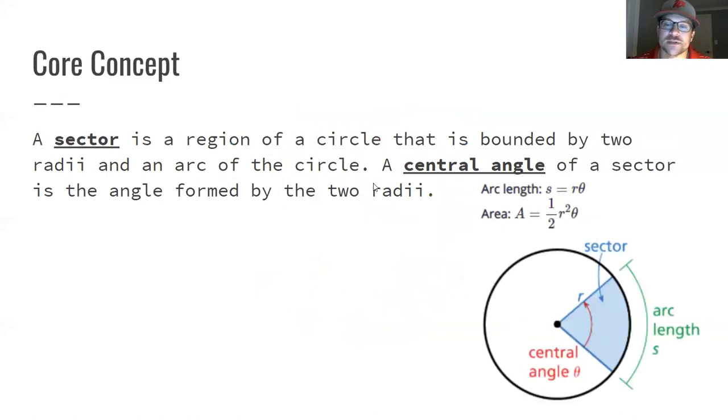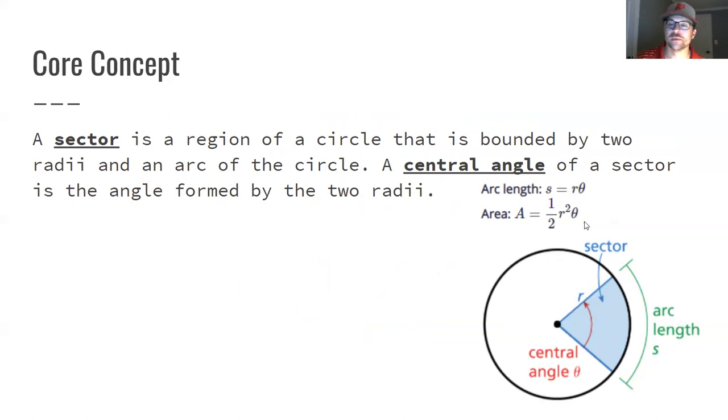All right, looking at sectors and arc lengths. You have a sector, which is a region of a circle made up by 2 radii, that is plural for radius, so you have 1 radius, 2 radii, and the arc of a circle. So this blue area right here is a sector. You have 2 radii that make up the outsides and then an arc of a circle. The central angle of that sector is formed by the two radii.